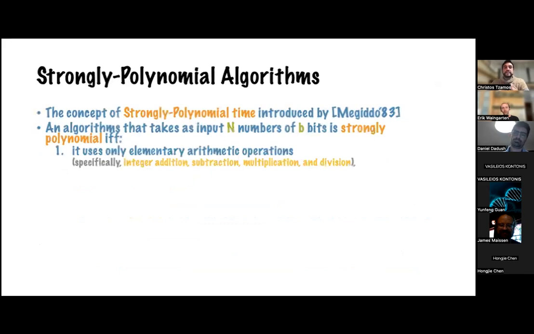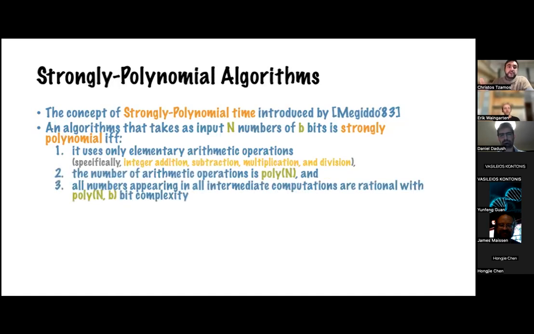First, it must use only elementary arithmetic operations, in particular just addition, subtraction, multiplication, and division. Only basic operations are allowed. Second, the number of arithmetic operations must be polynomial in the number of different numbers given in the input and not depend on their bit complexity. So it must apply no matter how complex the numbers are or what the precision of the numbers is.